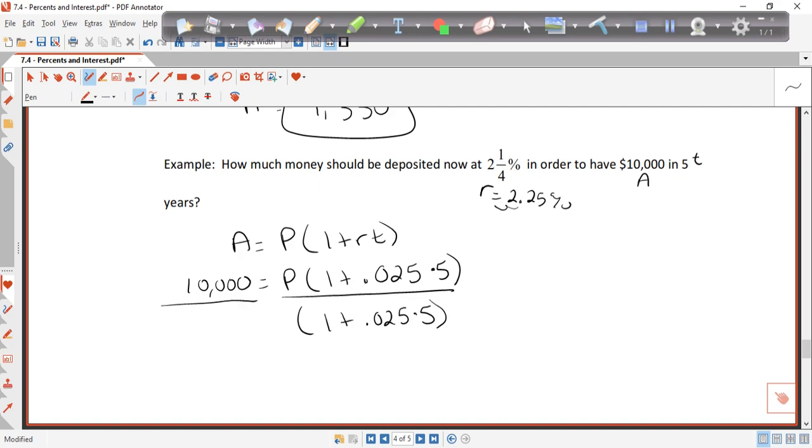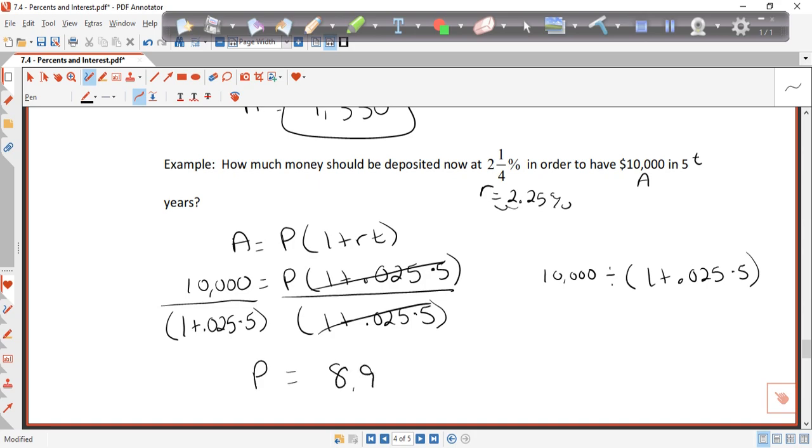Notice that I'm not putting it into my calculator yet. I don't put it into my calculator until I'm ready to get my final answer. The reason for this is that if you put it into the calculator and round, you will get a slightly incorrect answer. So in your calculator, you'll type 10,000 divide parentheses 1 plus 0.025 times 5. When you do that, you'll find that the principal is $8,988.76. Now I rounded to 2 decimal places because money has 2 decimal places.